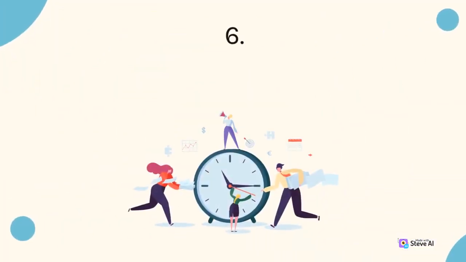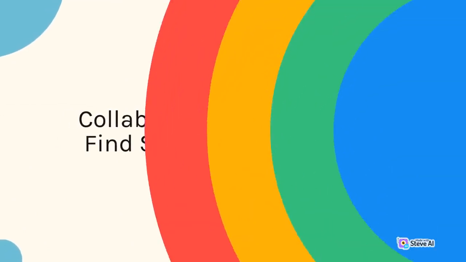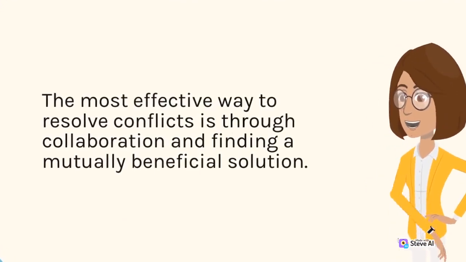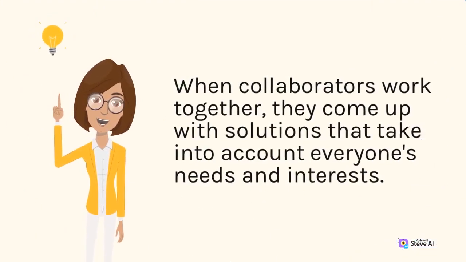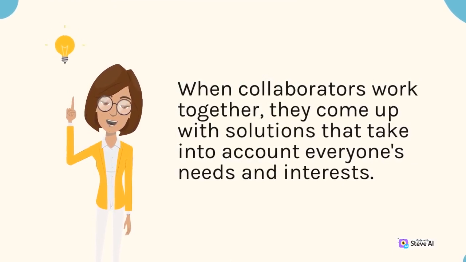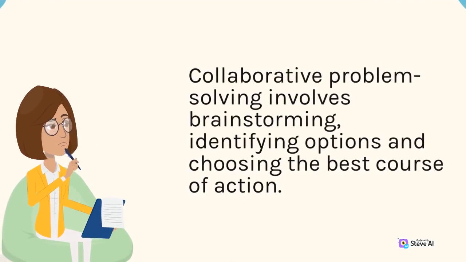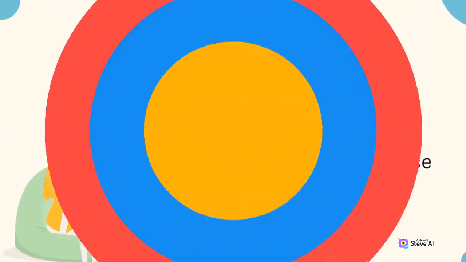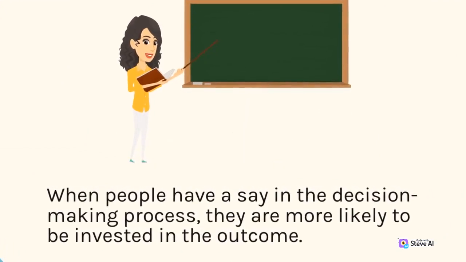6. Collaborating to find solutions. The most effective way to resolve conflicts is through collaboration and finding a mutually beneficial solution. When collaborators work together, they come up with solutions that take into account everyone's needs and interests. Collaborative problem solving involves brainstorming, identifying options, and choosing the best course of action. When people have a say in the decision-making process, they are more likely to be invested in the outcome.